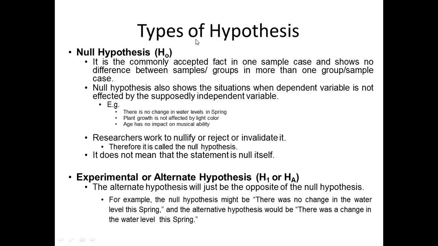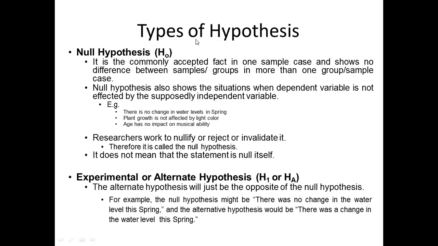For example, plant growth is not affected by light color. So again, the output or dependent variable is plant growth, and the independent variable is light color. And we are saying that this light color, which is an independent variable, is actually not the IDV for the dependent variable, which is the plant growth. So again, this statement can also be taken as a null hypothesis. Likewise, another example is age has no impact on musical ability. Again, age is an IDV or the independent variable, and musical ability is something which is the output or the dependent variable, and we are saying that there's no relationship between the two. So similarly, this statement can also be taken as a null hypothesis.